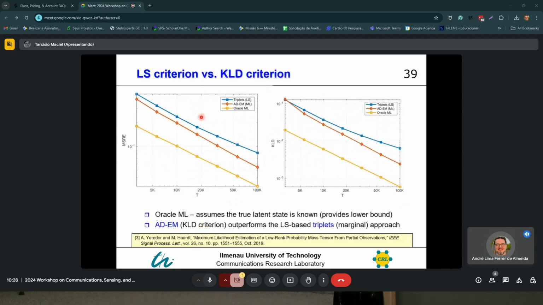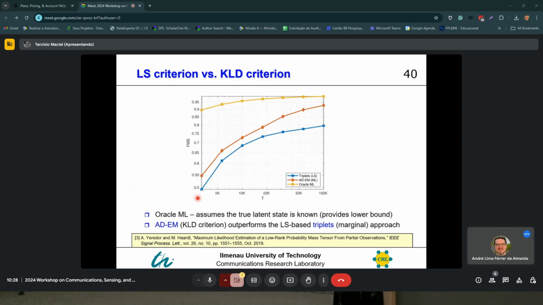Okay, so here comparing the least squares criterion versus KLD. This is in terms of the mean squared relative error, and on the right-hand side in terms of the Kullback-Leibler divergence as a function of the number of observations, T, on a logarithmic scale. And in yellow, we see the oracle maximum likelihood that assumes that the true latent states are known. So they provide, of course, a lower bound. And then we have the KLD-based estimation technique in red, and the least squares-based triplets in blue, and of course the ADEM algorithm performs better, especially if we have large values of T.